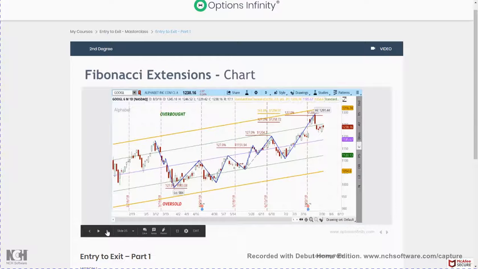Now, here's our Google with some Fibonacci extensions. Here's the measured move, comes to the 127. What a great point to take profits. Then we have a measured move to the upside, 127, great point to take profits. Second measured move, 127, great point. Third measured move, 127. This one actually went up to the 161.